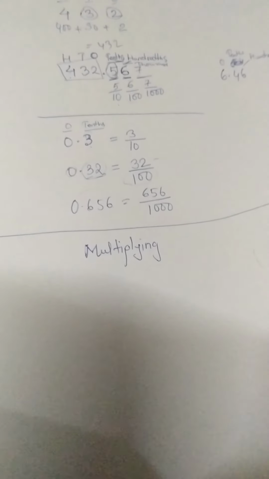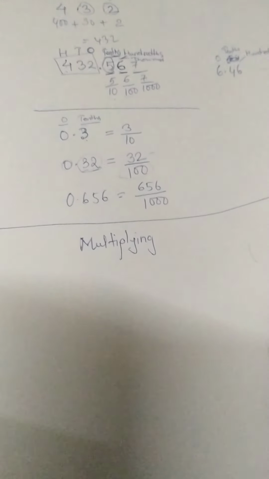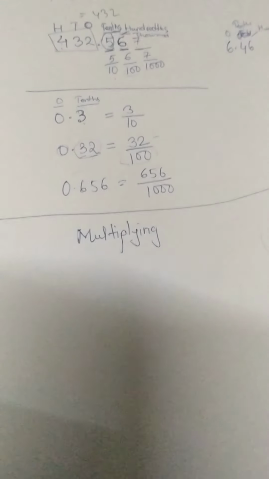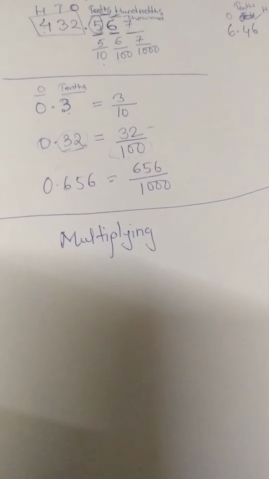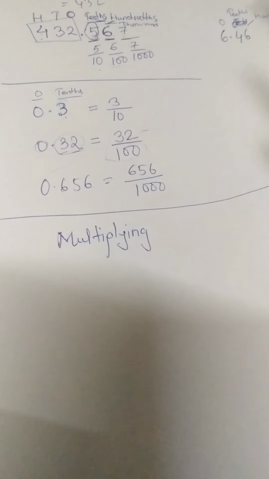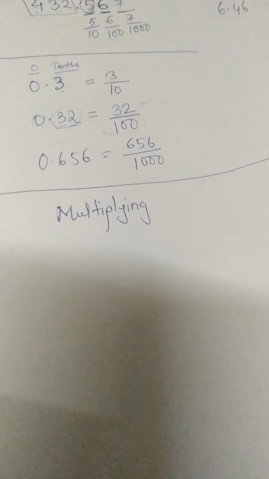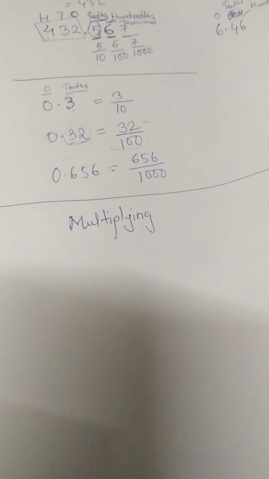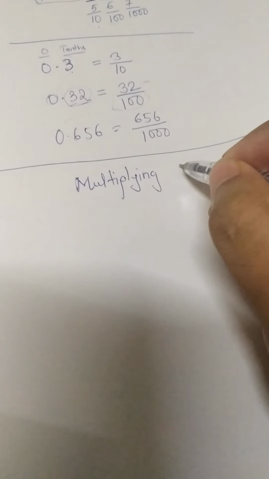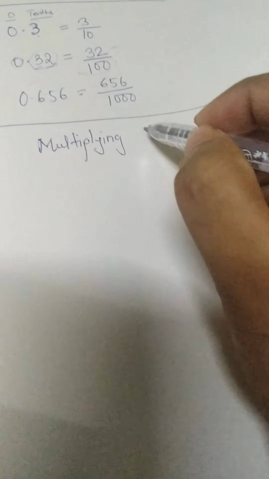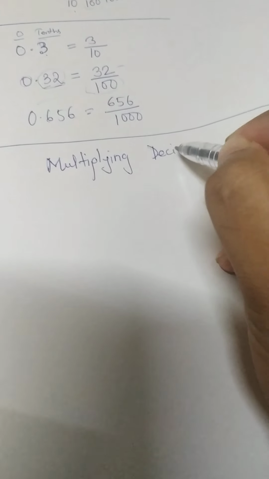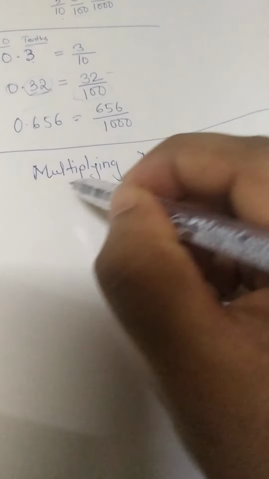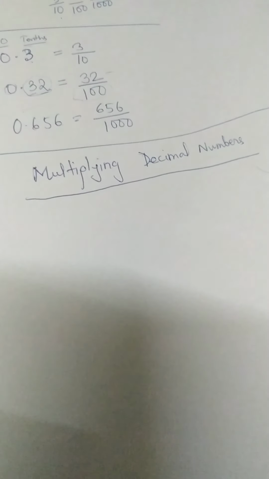So now let's first go through the easy part, then gradually we will try to understand how to convert different decimals to fractions, because division is a longer part and multiplication is a small part. So first today we will be going through multiplication, multiplying decimal numbers. This part is actually the easiest, because here you just follow normal multiplication.